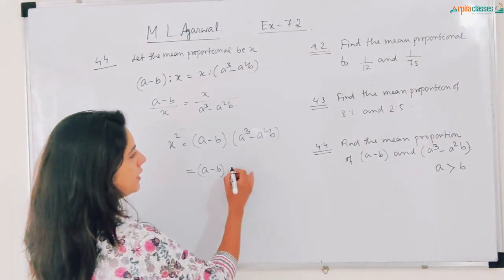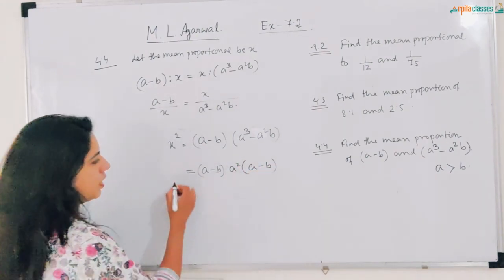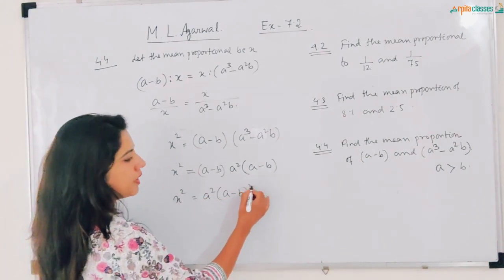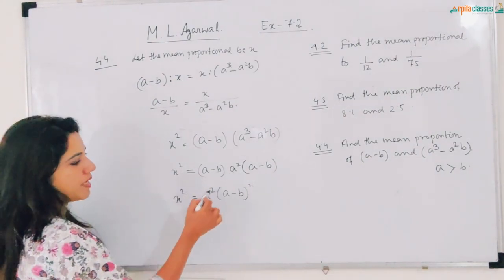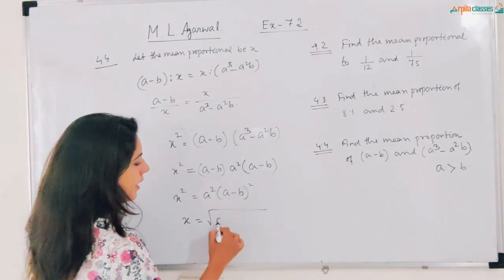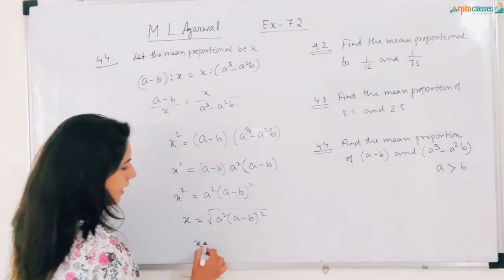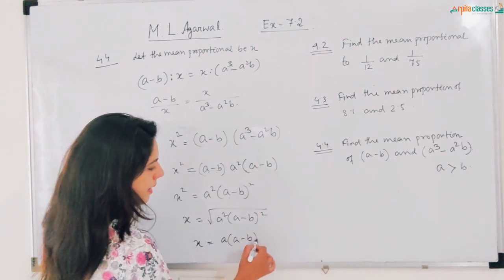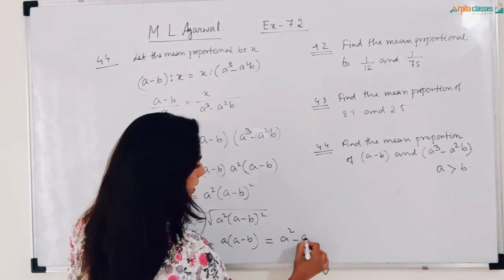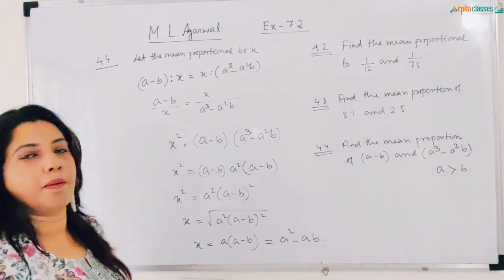Yes. So let us see this. Now if I take a square common from here, it will be a minus b. So I am getting x square is equal to a square into a minus b the whole square. x square is equal to a square into a minus b into a minus b, which is a minus b the whole square. Therefore x would be the square root of a square into a minus b the whole square. From here I get x is equal to a into a minus b. You can keep the answer this way, or you can multiply and write a square minus ab. So the value of the mean proportional here is a square minus ab.